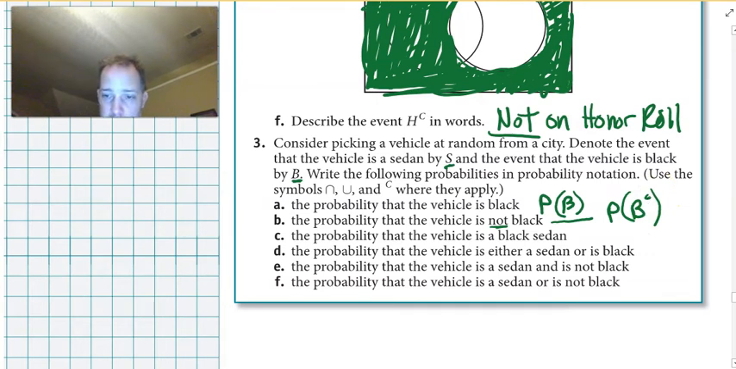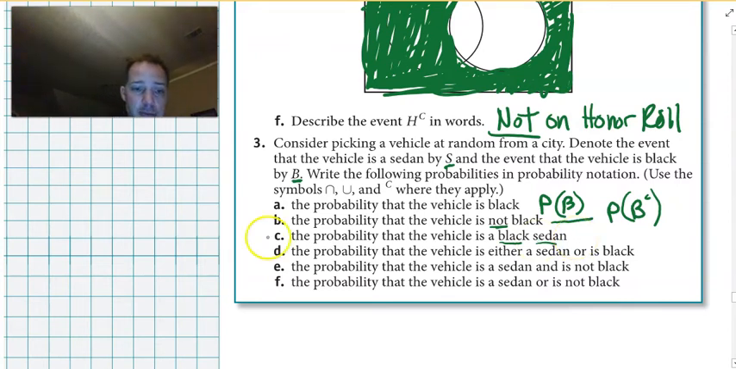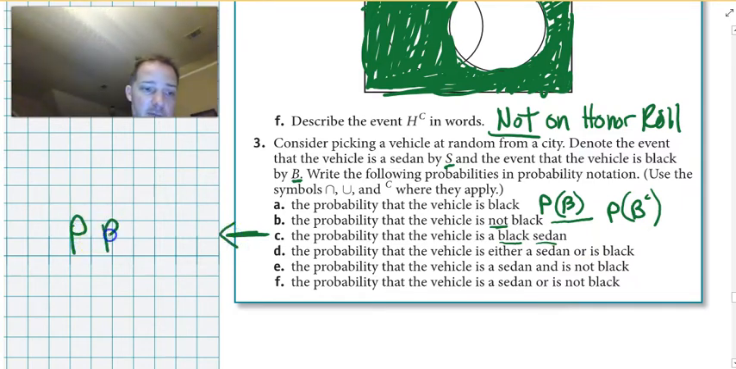All right, for the next one, probability vehicle is a black sedan. So this one's kind of interesting. To be a black sedan, it has to be both. It has to be both black and a sedan. So although it doesn't say the word and in there, it's implied because to be a black sedan, it does have to be black and a sedan. So this one is a little bit more challenging because the word wasn't there, but that would be probability of black intersect, which is and, sedan.